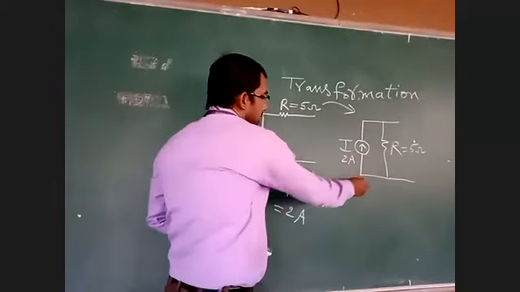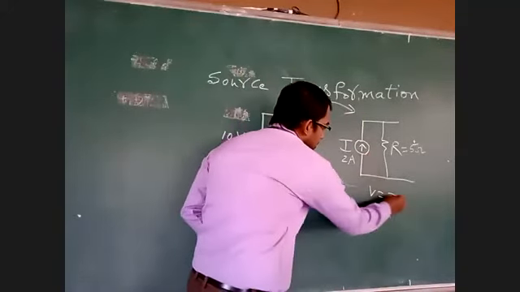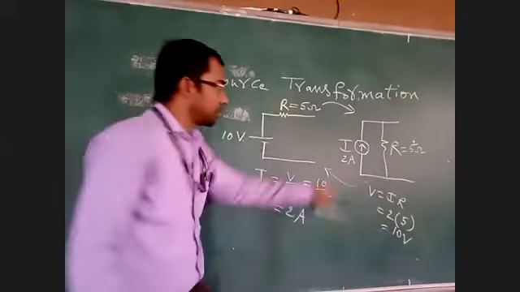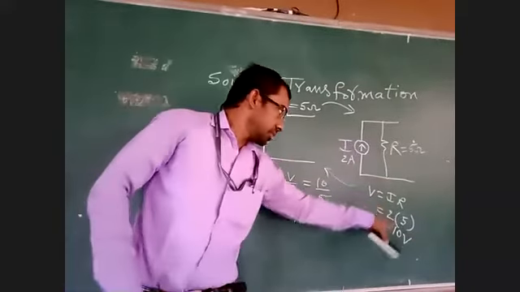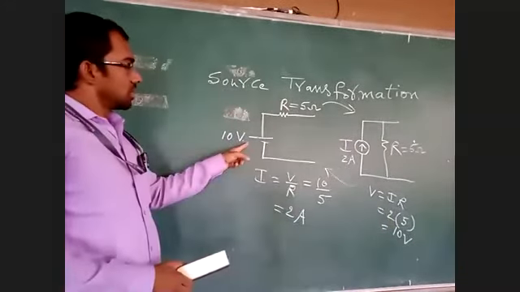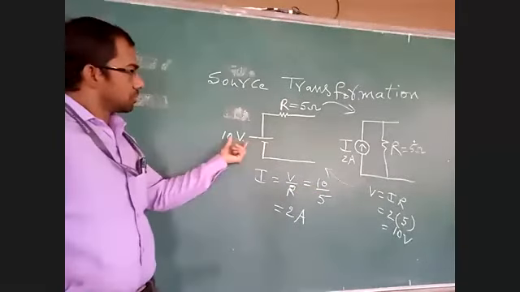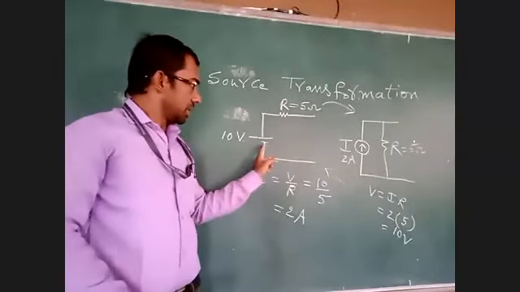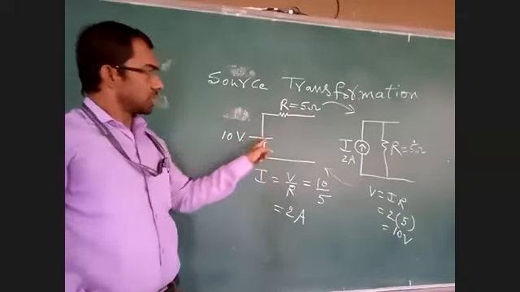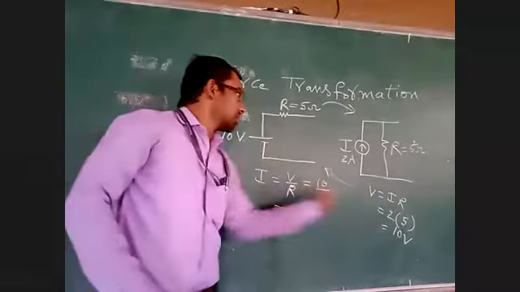Now see, for converting the current source to voltage source, V is equal to I into R. I is 2, your resistance is 5. 2 multiplied by 5, 10 volts. Now this current source is converted to voltage source. This 10 volts I am keeping with negative at the bottom, positive at the upper terminal, because the arrow is in the upward direction.